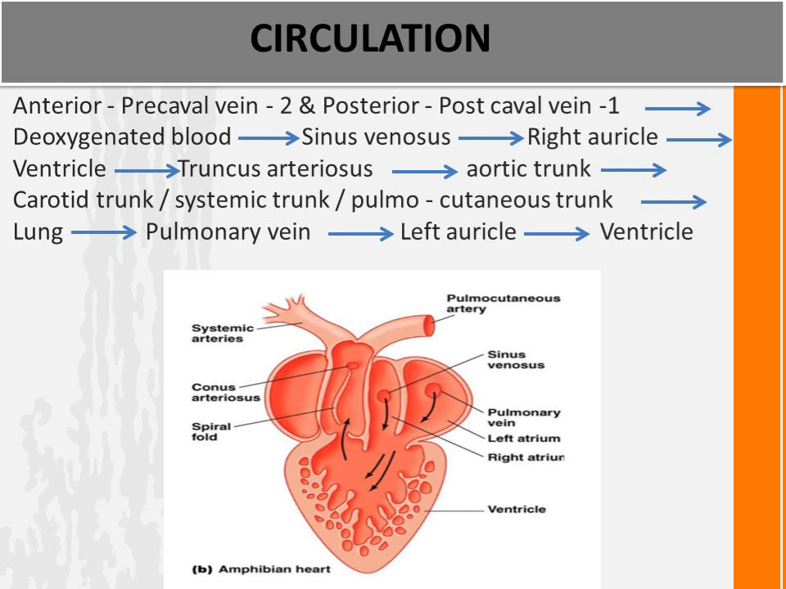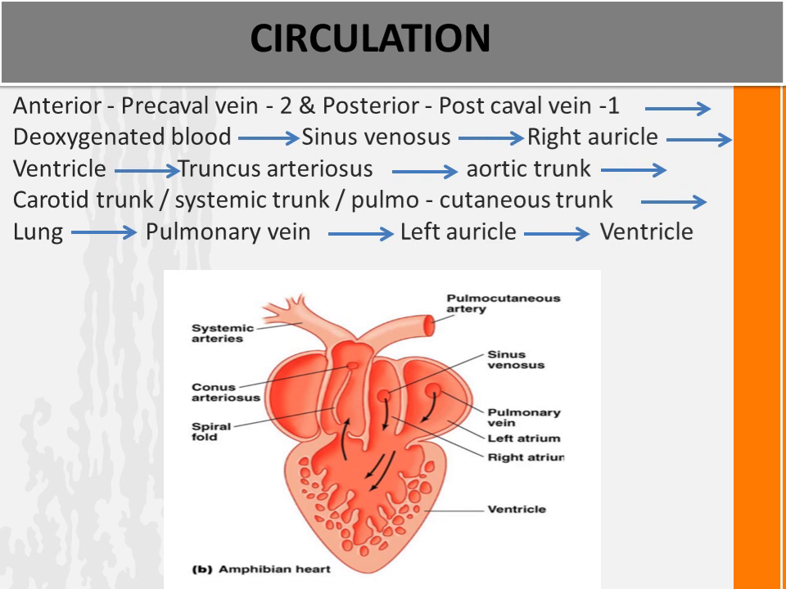But this does not happen in the human heart, because in the human heart we have two ventricles, right ventricle as well as left ventricle. So oxygenated blood will go towards the left ventricle, and deoxygenated blood will go to the right ventricle. So it does not mix together in the human heart, but in the case of frog, it will mix together again in the ventricle. Then the same process begins once again.